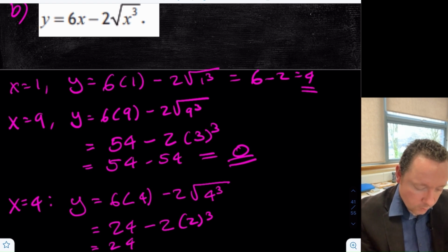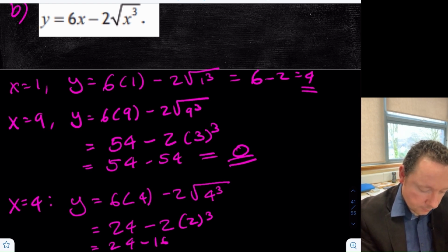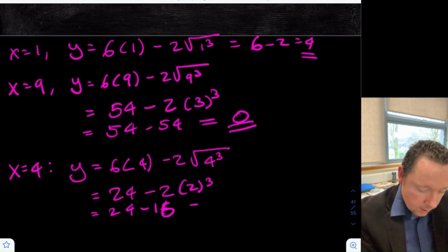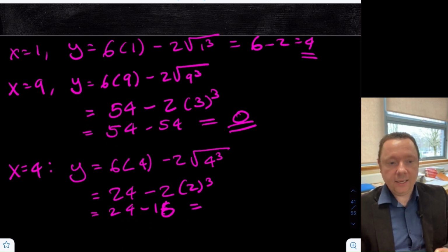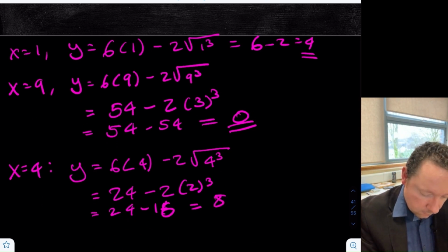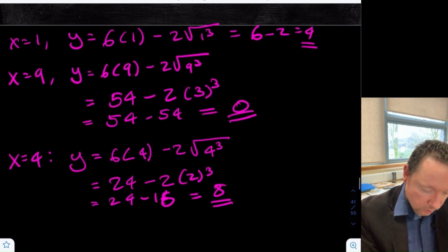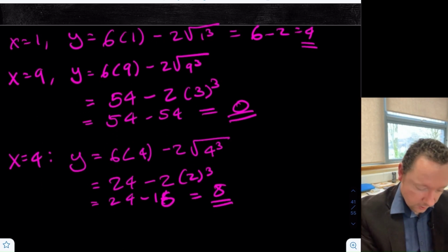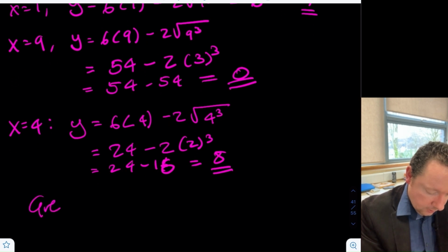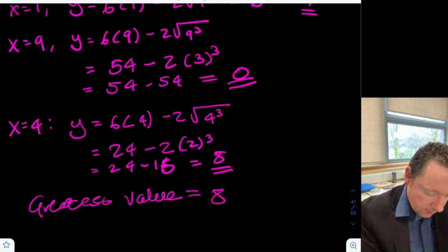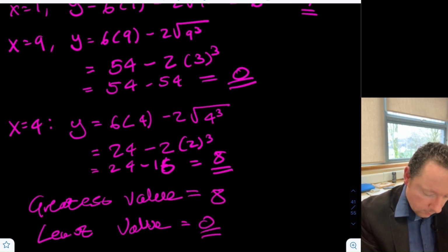24, 2 cubed is 8 times 2 is 16. 24 minus 16 is 8. So then we can just state our greatest and least values. The greatest value is 8 and the least value is clearly 0. So greatest value equals 8, least value equals 0. And we're done there.